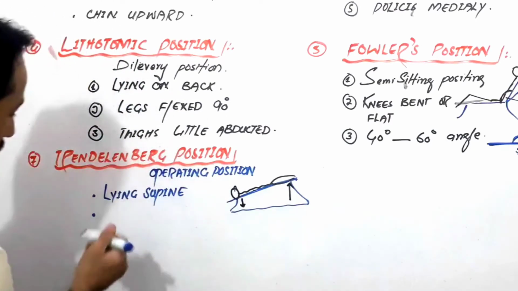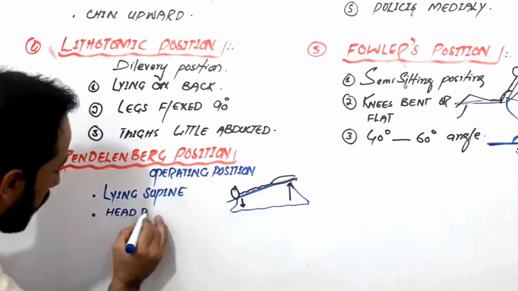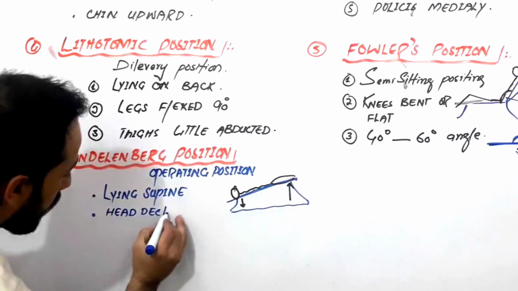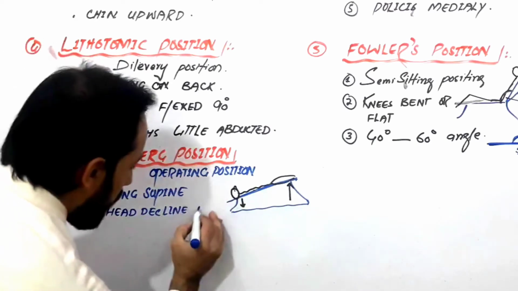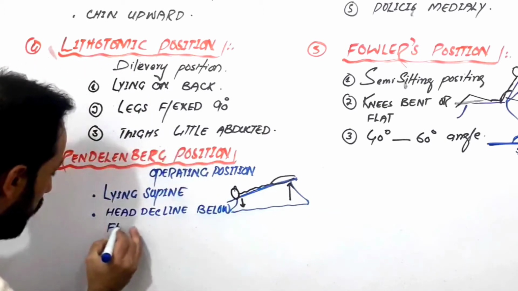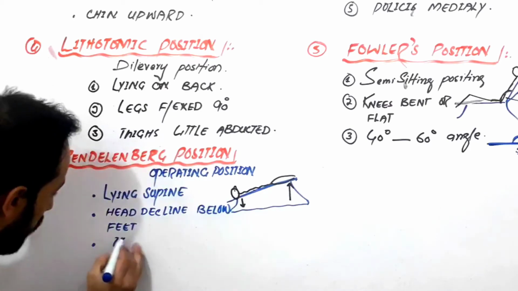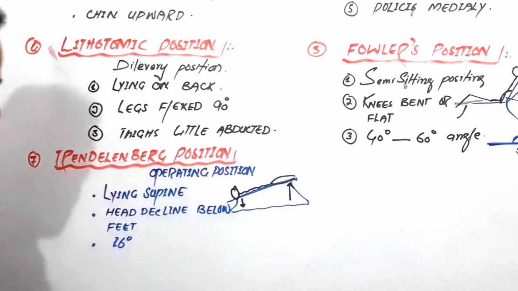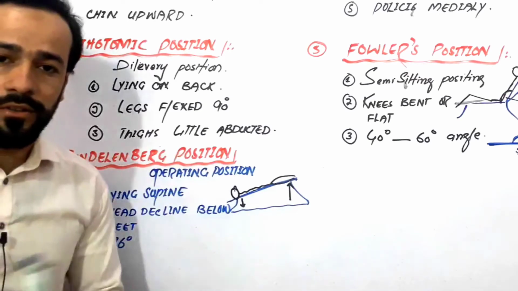Okay, so we say that the head declines, the head should be a little bit downward. The head declines below the feet for about 16 degrees, right, for about 16 degrees. So this is your Trendelenburg position. Let's go for its practical.